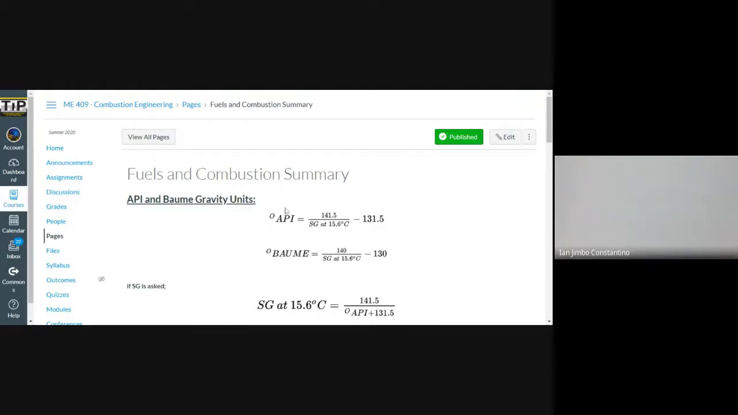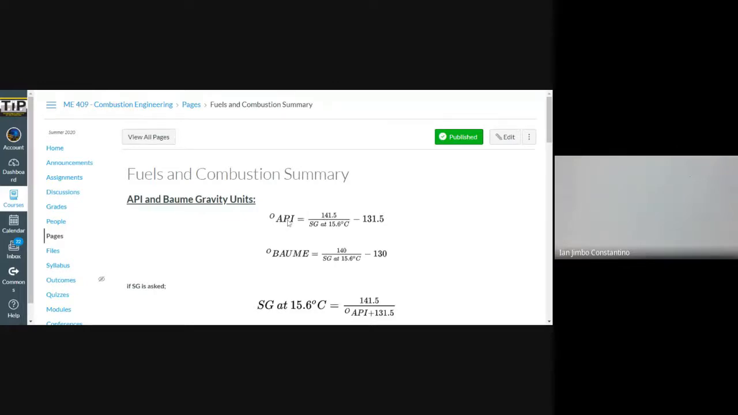And for the first part, we will talk about the API and Baum gravity units. API is the acronym for American Petroleum Institute. Now, you will use these values in determining the higher heating value of your fuel.